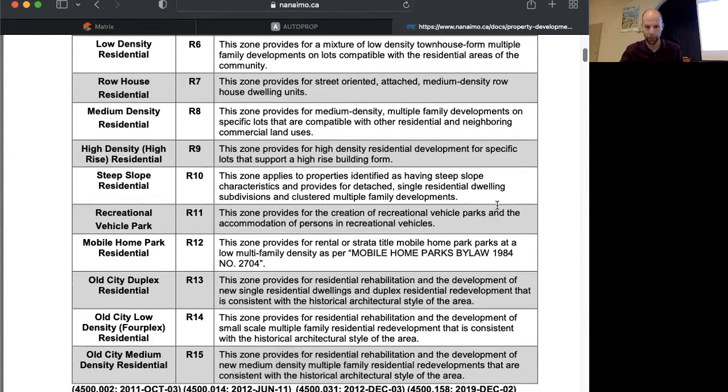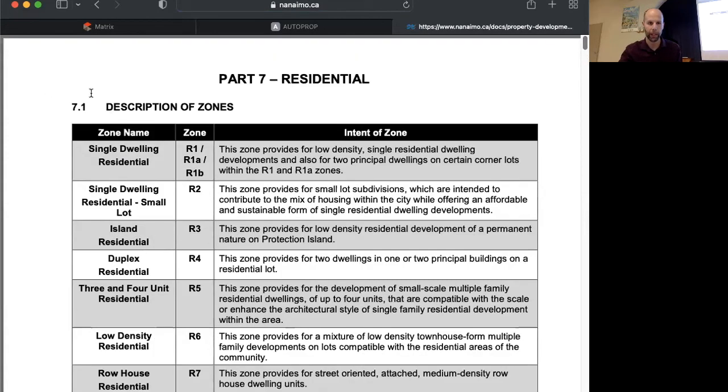So it'll tell you the zoning provides for residential rehabilitation and the development of new medium density multifamily residential developments that are consistent with the historical architectural style of the area. So that's obviously very specific. They probably brought that zoning in for a few different properties that were a little bit different than what was going on in the area. How do I get back out?